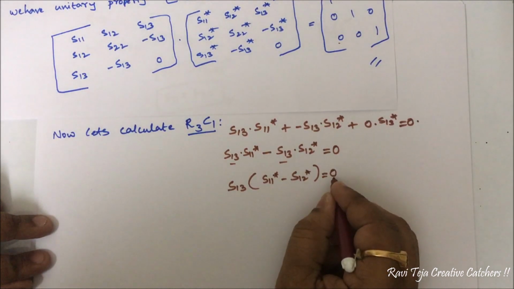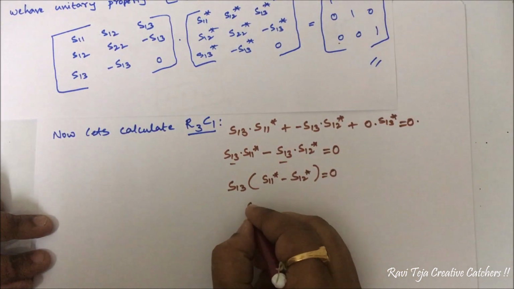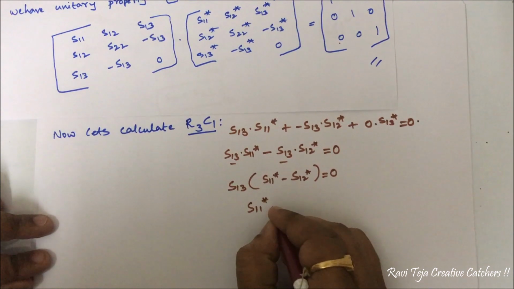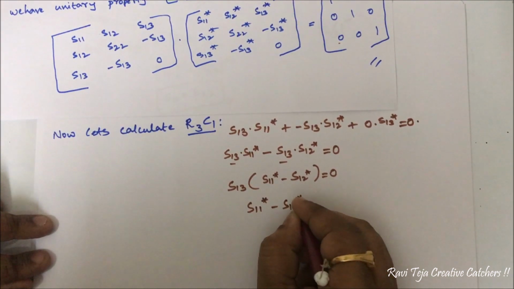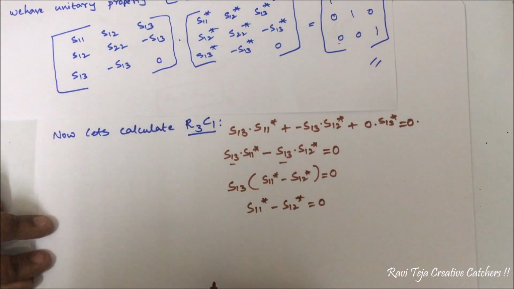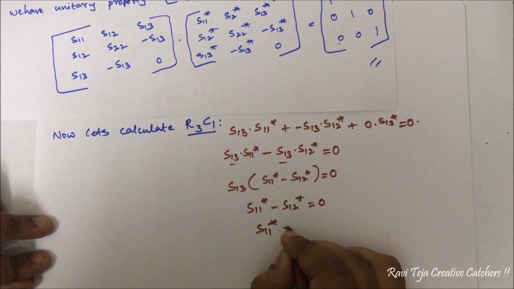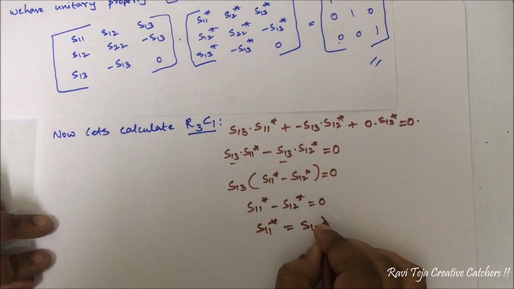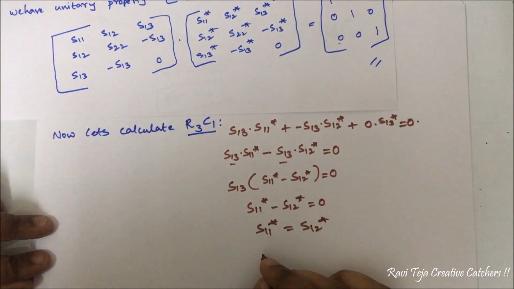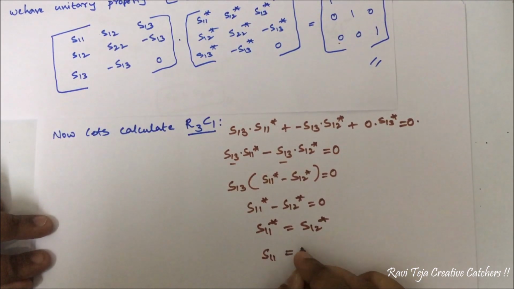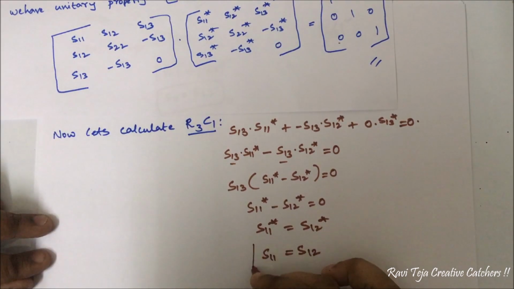Take this S13 to the other side. So, it becomes S11* minus S12* equal to 0. So, this can be written as S11* is equal to S12*. This can also be written as S11 is equal to S12.